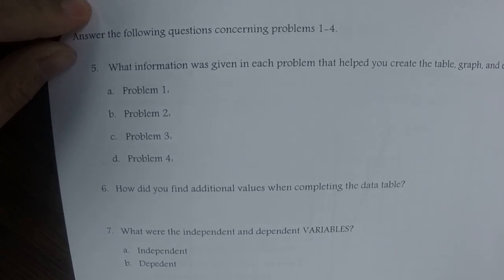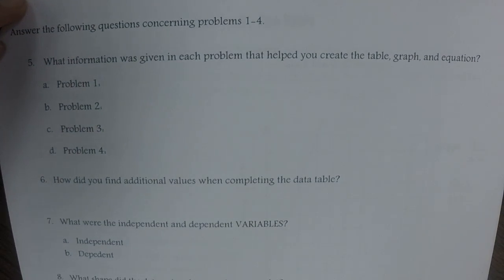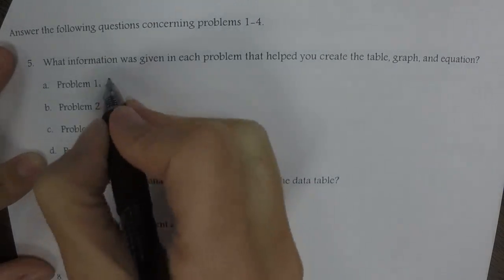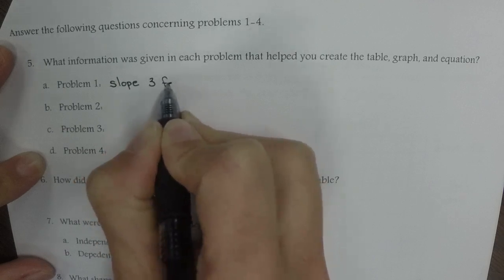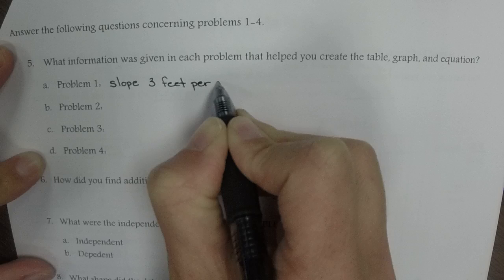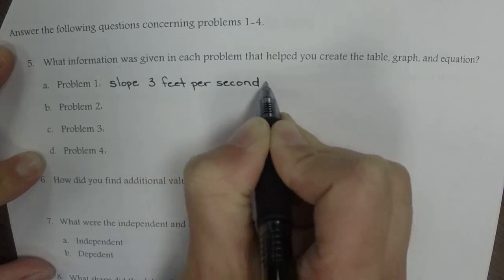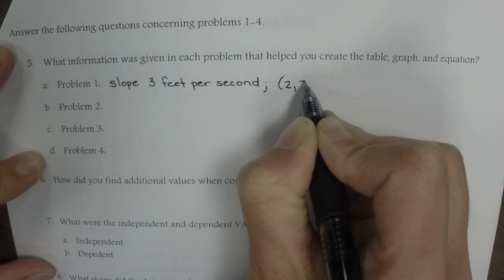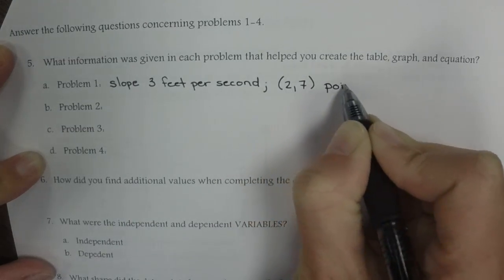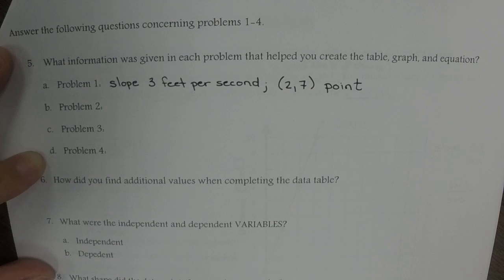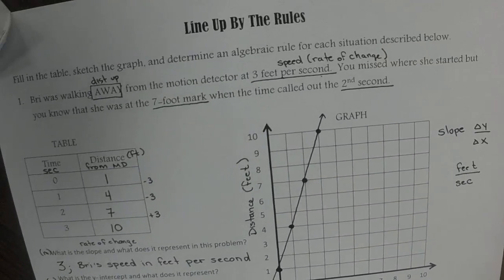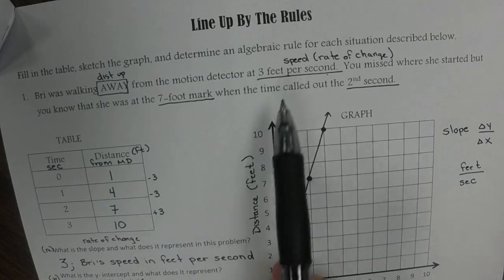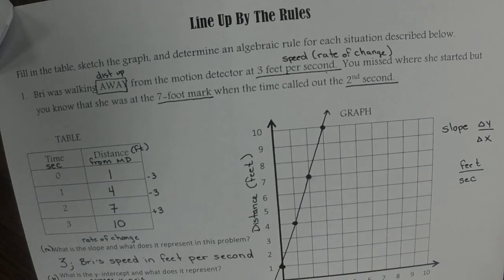Now we're going to help translate a little bit. On the back, it says what information was given in each problem. Well, on that first problem that we just did, it gave me the slope of 3 feet per second, and it also gave me the point (2, 7), which we put on both the graph and in the table. Then it says on number 6, how did we find the additional values in the data table? If you go back and look at our work, you'll see we either added or subtracted the rate of change. So we've already got that answer.